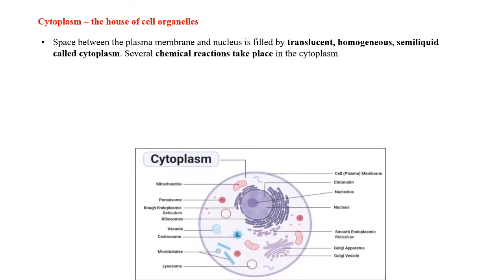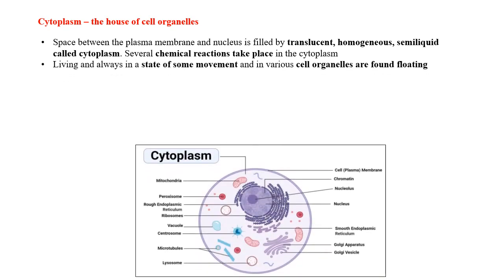Cytoplasm, the house of cell organelles. The space between plasma membrane and nucleus is filled by a translucent homogeneous semi-liquid called cytoplasm. Several chemical reactions take place in cytoplasm. It is living and always in a state of some movement. In the cytoplasm, various cell organelles are found floating.